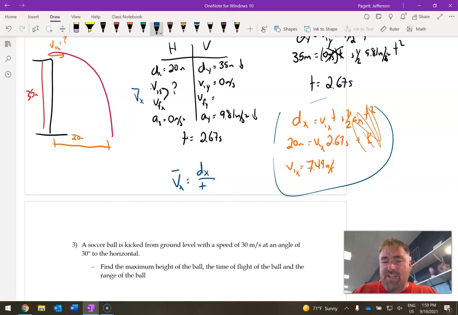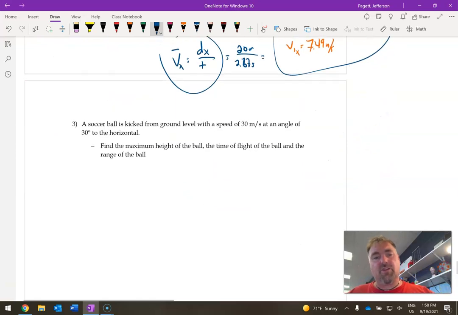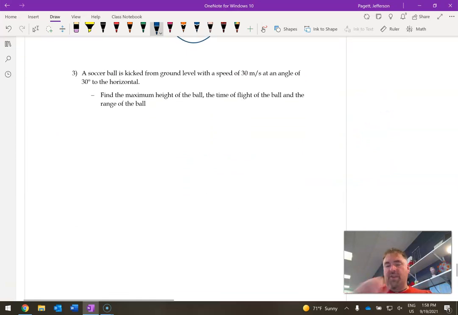The reason why I teach it, though, is that I'm setting my AP crew up so that they remember this for next year, because we will deal with two-dimensional motion, and then you will have acceleration in the horizontal, and this chart is really, really good for analyzing that. But if you want to use this, you're more than welcome. In this case, the Vx would have been 20 meters divided by the 2.67 seconds, and you still would have gotten the 7.49.